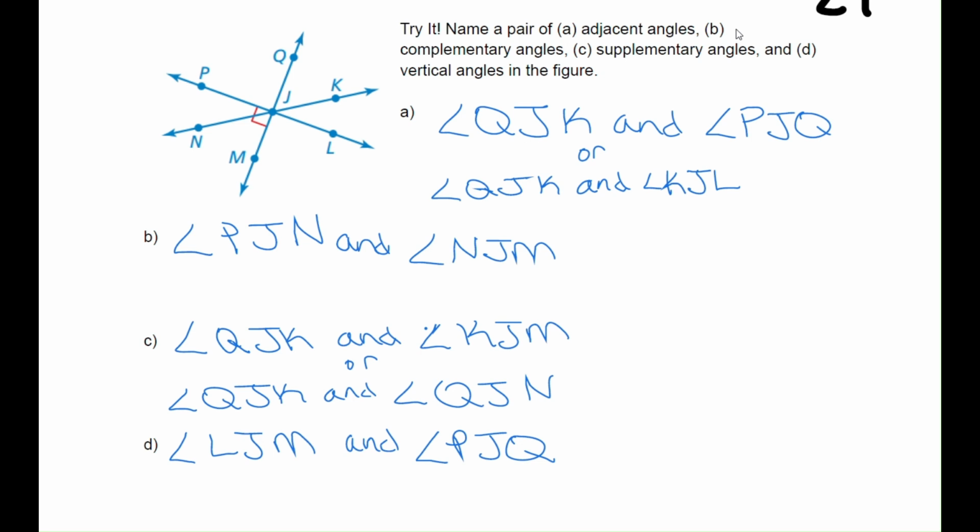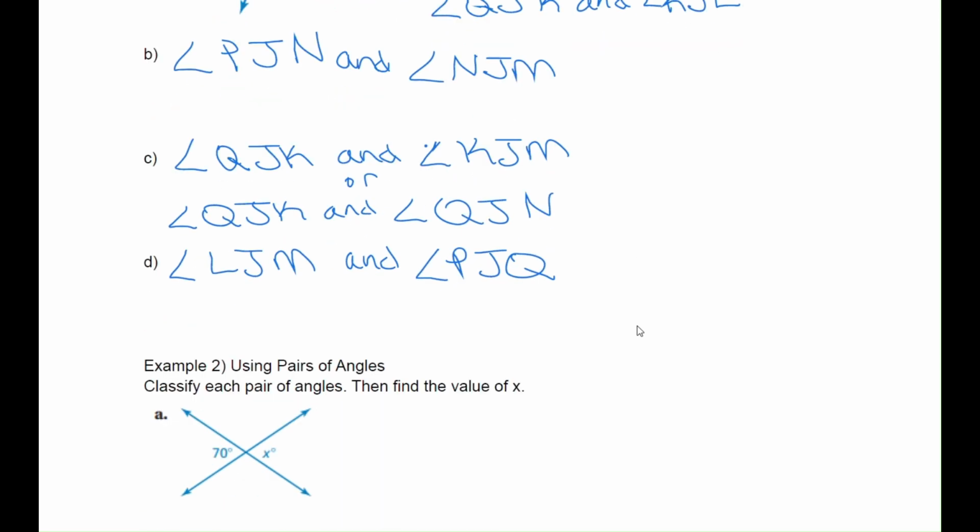For the next one, we have supplementary angles. So that means they add to be 180 degrees, or they make a straight line together. So if we had angle QJK, we could have said angle KJM, or we could have also said angle QJN. And for our last one, we were looking for vertical angles. So for our vertical angles, let's say we had angle LJM, looking right across, seeing where the lines intersect, looking right across, it would be angle PJQ. All right, we're going to keep going.